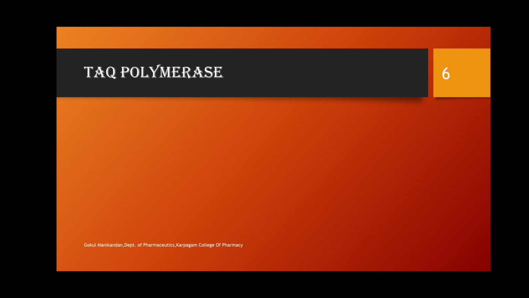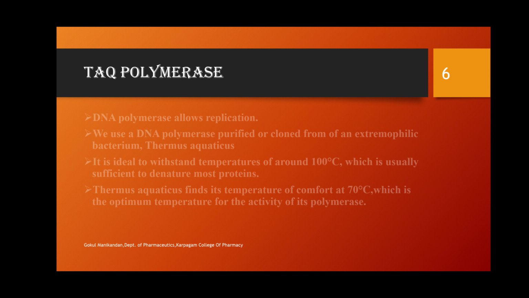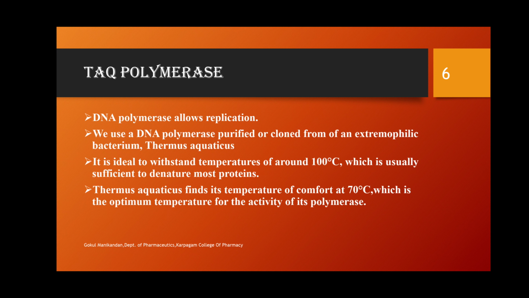So now let me explain Taq polymerase. Taq polymerase is nothing but a DNA polymerase. PCR of course requires a DNA polymerase enzyme that carries out DNA replication using the existing fragment strands as templates. The DNA polymerase typically used is called Taq polymerase. It is obtained from a heat-tolerant bacterium known as Thermus aquaticus.